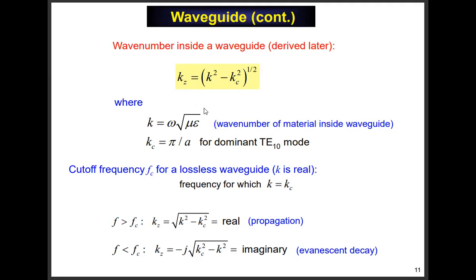Usually they're hollow, so usually k is k0. And then this kc is something called the cutoff wave number. Now, it depends on the dimensions of the waveguide and the mode you're operating in. For the rectangular waveguide, operating in what's called the dominant TE10 mode, which is usually what we do for rectangular waveguide, kc turns out to be, as we'll derive later, the simple number pi over a.